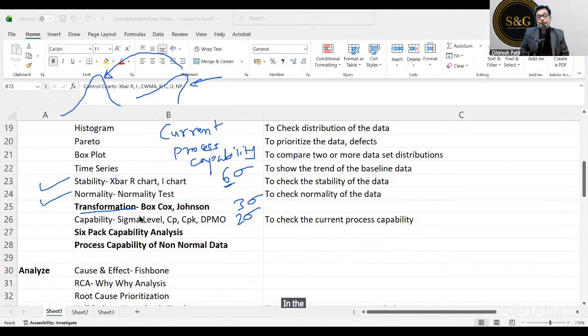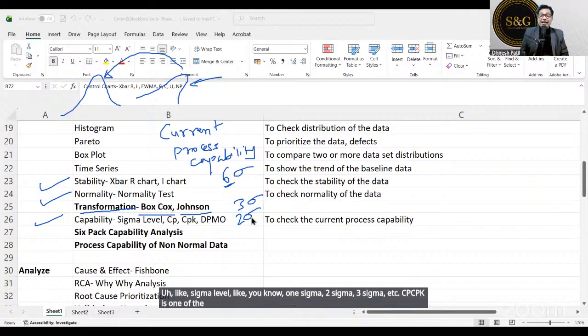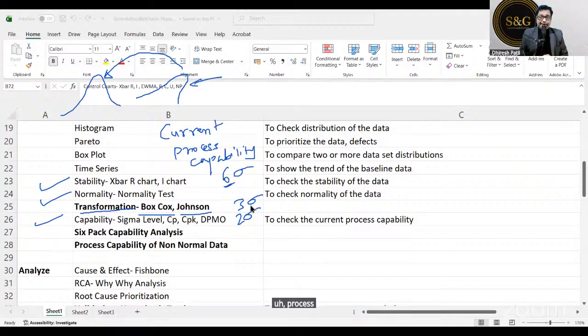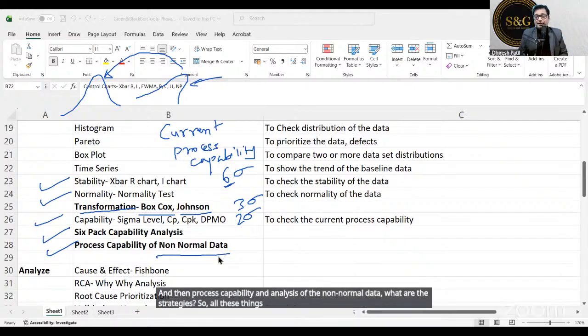In the black belt level, we have 2 strategies. One is called Box-Cox transformation. Second is called Johnson transformation. So these strategies are covered in the black belt level. Then we have capability. There are various ways you can do it, like sigma level, 1 sigma, 2 sigma, 3 sigma, etc. Cpk is one way. DPMO, PPM. There are so many ways to identify the process capability. Plus there is 6-pack process capability analysis, and process capability analysis of non-normal data. All these things are covered in the black belt level.